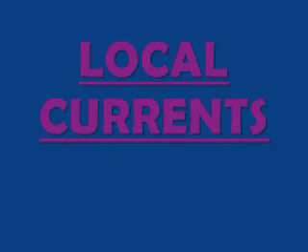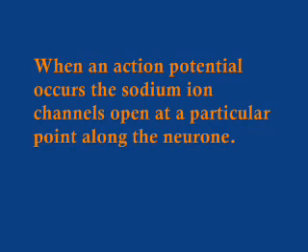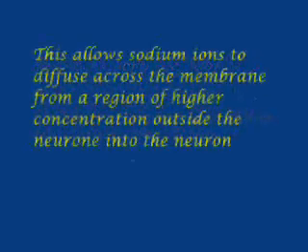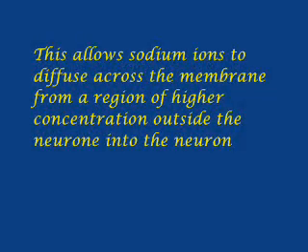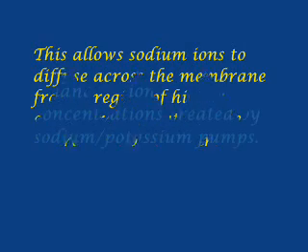Local currents. Local currents are the movement of ions along the neuron. An action potential occurs. As you know, an action potential is when sodium ions are entering the cell so the inside is less negative than the outside. In order for this to happen, the sodium ion channels must open and only a particular one opens at a point along the neuron. Sodium ions enter the cell.